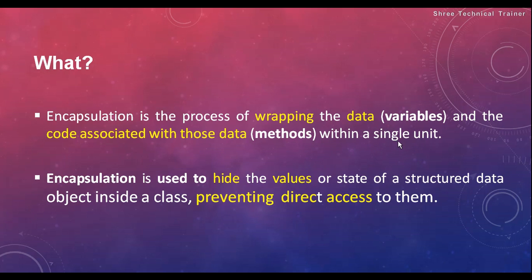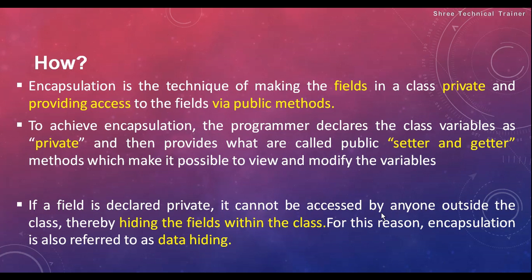So when we do so, we are using it to hide the values of the class members, preventing direct access to them. So how has that been achieved? Encapsulation is the technique of making the fields in a class private and providing access to the fields via public methods. So if you have some members in the class, they are made private and we can access them using public methods. If you do so, then we have implemented the encapsulation technique.